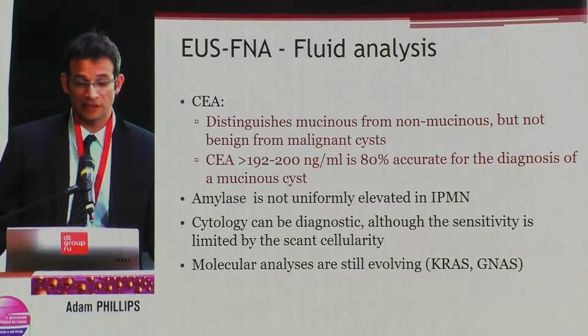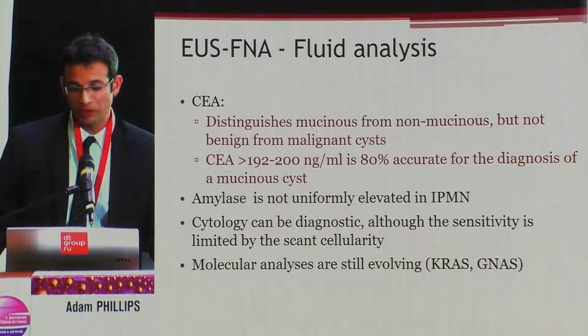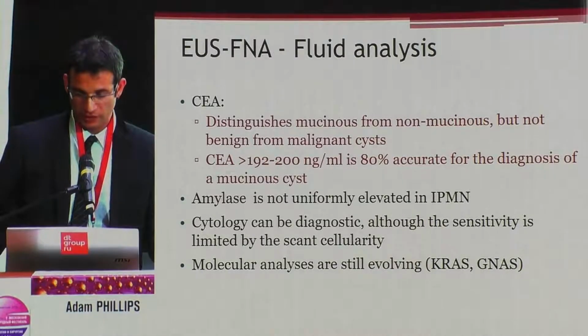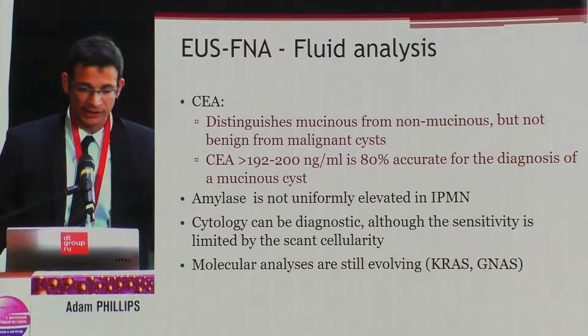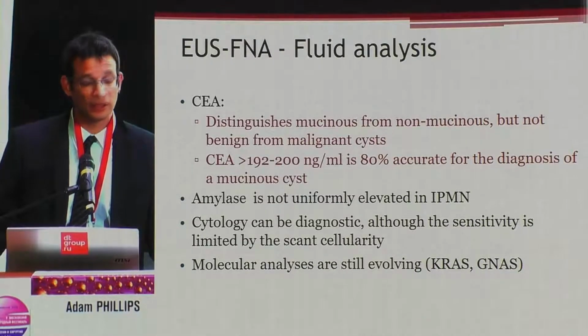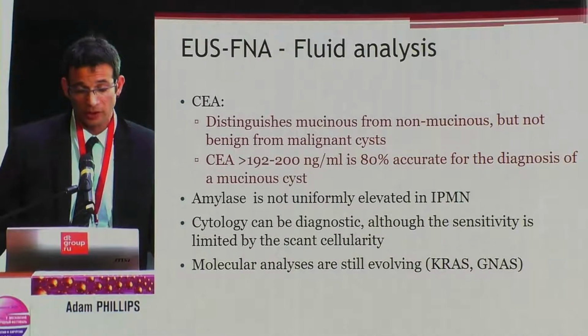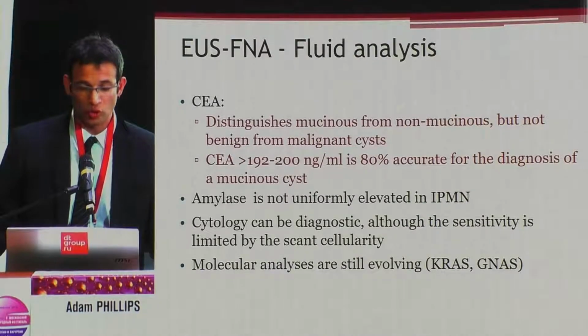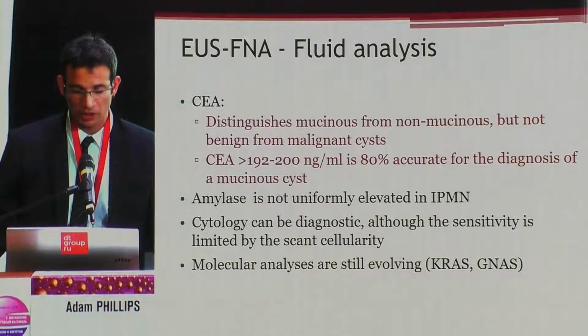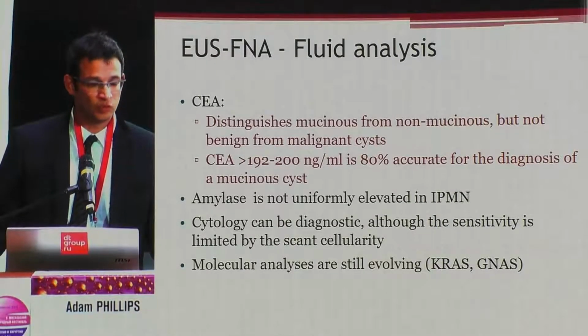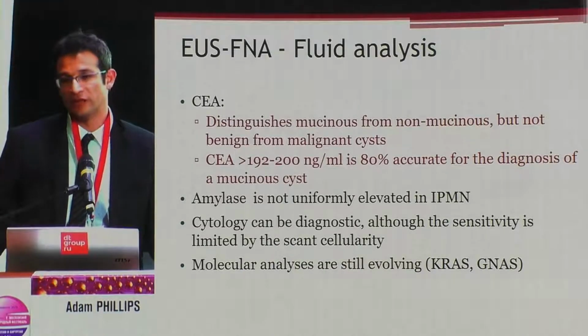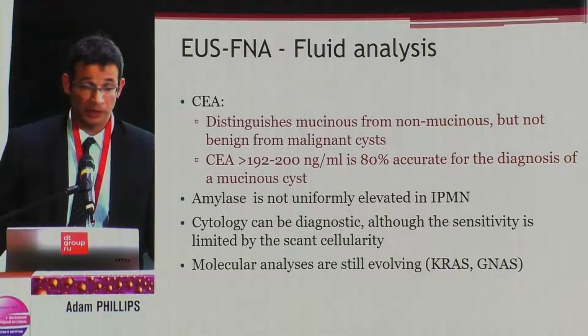The CEA is good to distinguish between mucinous and non-mucinous neoplasms, but it's not good to distinguish between benign and malignant cysts. A CEA level above 192 to 200 is 80% accurate for the diagnosis of a mucinous cyst. It could be mucinous cystadenoma or IPMN. We can send the fluid for amylase levels, and if it is elevated, it's more suggestive of IPMN or maybe pseudocyst.